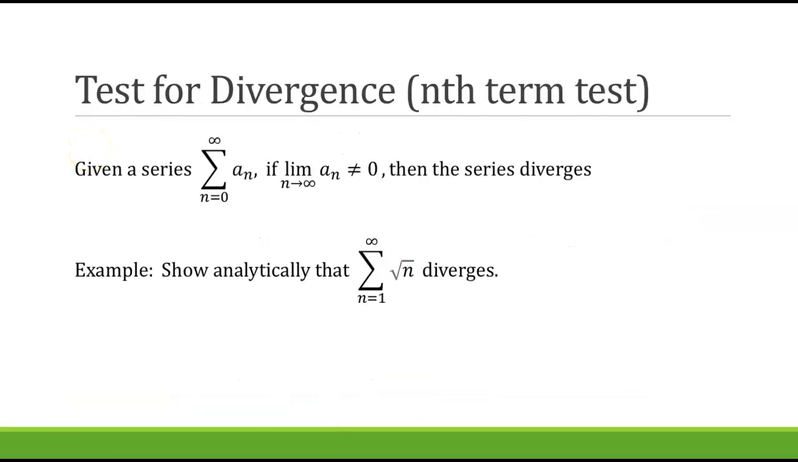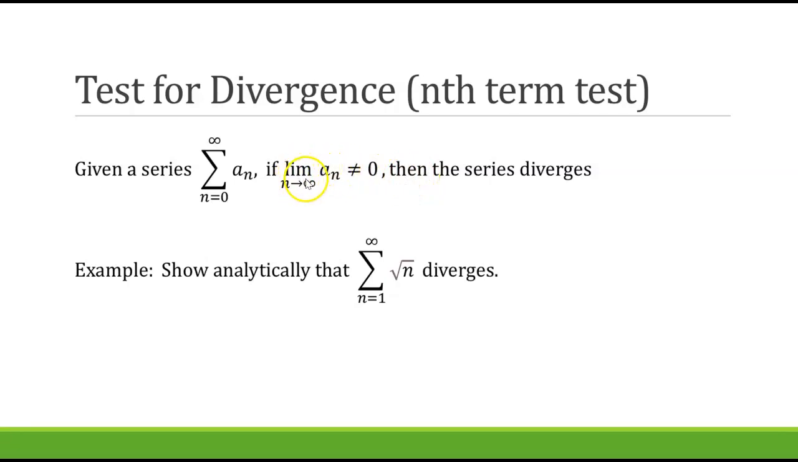All right, we are going to look now at what is called the test for divergence, or informally we refer to it as the nth term test. And it is the contrapositive of the theorem we just looked at. So here's what it tells us. If we're given a series, the sum of n equals 0 to infinity of a sub n, if the limit as n approaches infinity of a sub n does not equal 0, then the series diverges. So again, I want us to intuitively understand that.